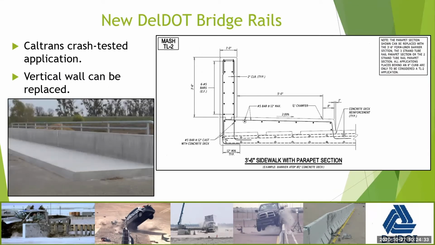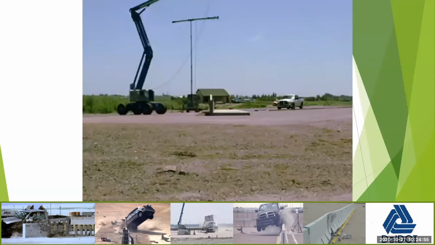Another new bridge rail that we've added into DelDOT's toolbox, which I think is going to be a great tool for the department, is a crash tested application which comes from Caltrans. It has a federal eligibility letter as a TL2 compliant bridge rail. And the key thing with this is the curb in front of the parapet. Anyone that's worked with guardrail knows that the curb is a key contributor to the effectiveness of the guardrail.